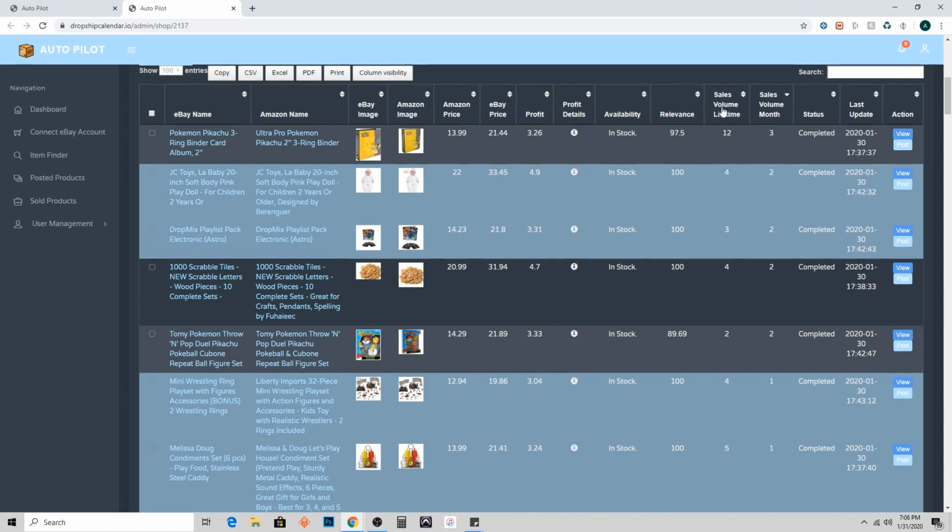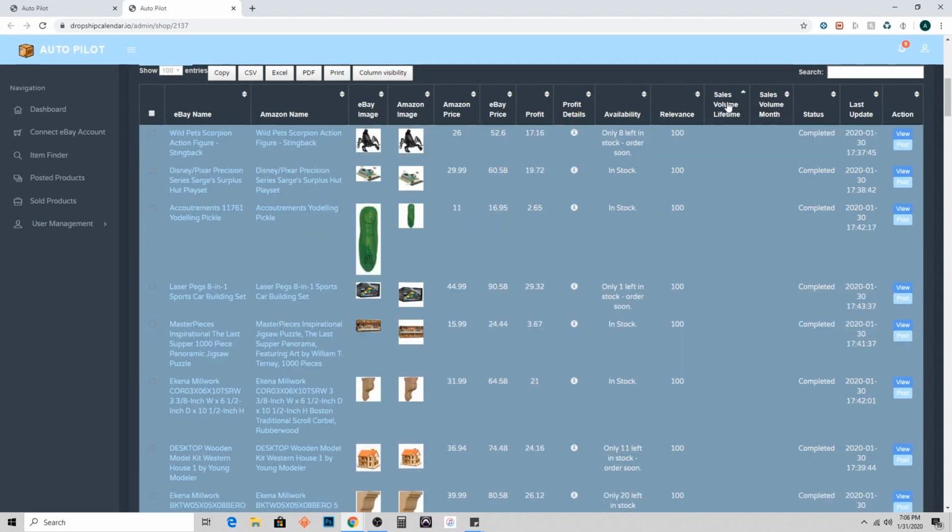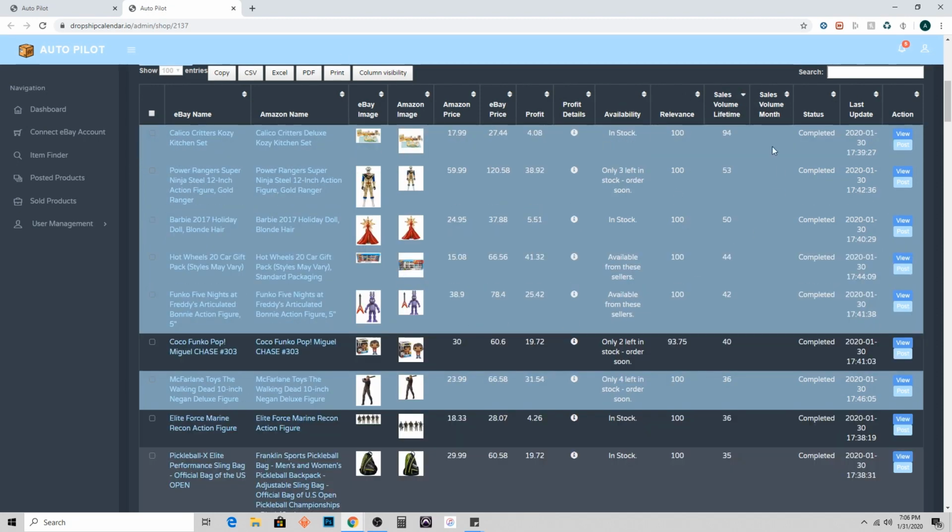You can also filter for how many sales a particular product has done within its whole lifespan. So if you don't only want to look at how many times it sold within the last month and you'd rather see how many times it sold since it was put up for sale on eBay, whether that's 6 months ago or a year ago, you can do that. So you can filter for lifetime sales. So we'll go ahead and double click. And now you see all of these products.